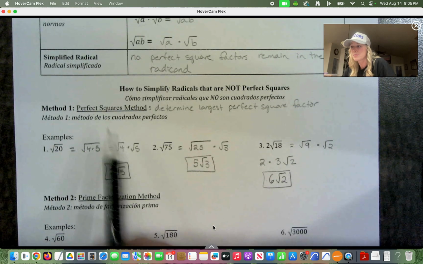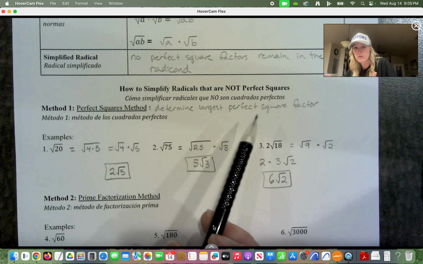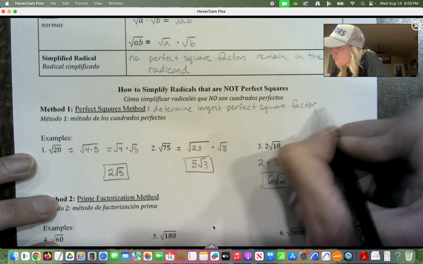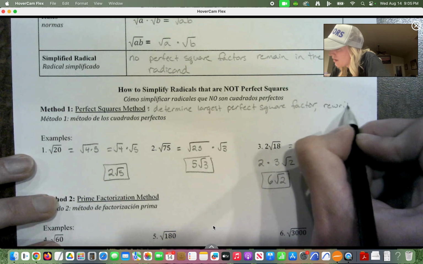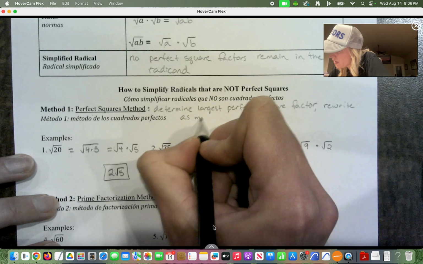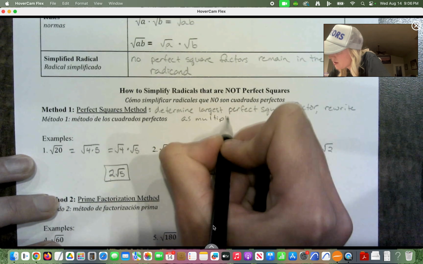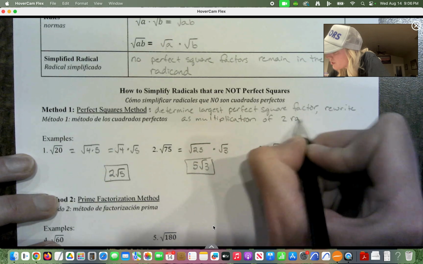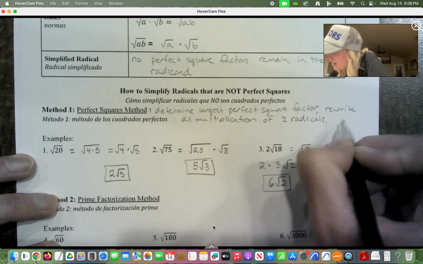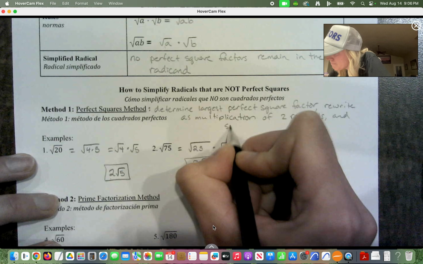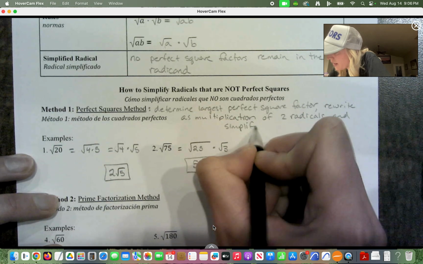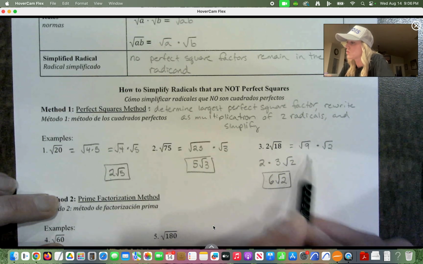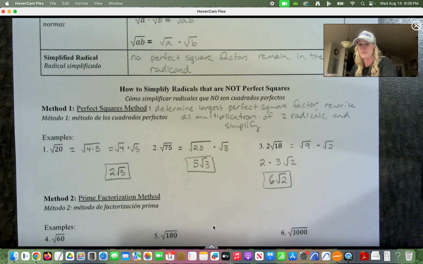Okay, so that is the perfect squares method. We determine the largest perfect square factor. Rewrite as multiplication of 2 radicals and simplify. Okay, so we rewrote all of these as the multiplication of 2 radicals. One of the radicals was the largest perfect square factor.